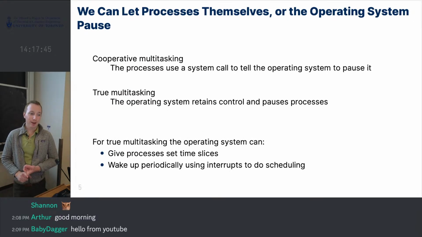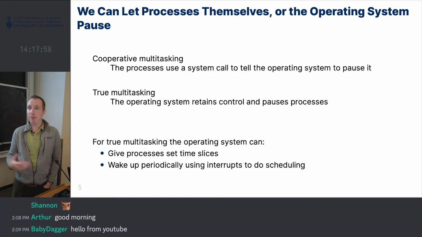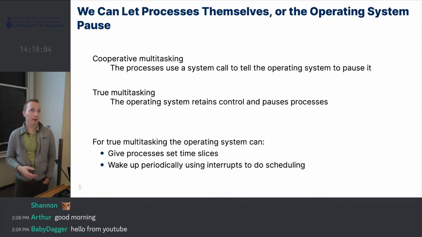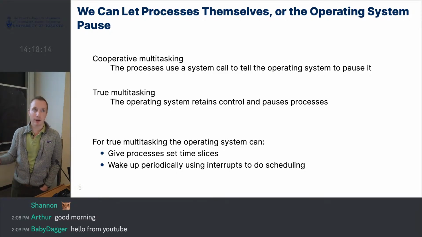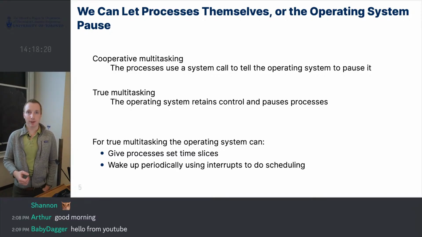So, two ways of doing this. We can let processes schedule themselves and opt in for pausing, or we can have the operating system maintain control. In something called cooperative multitasking, the processes have to use a system call to tell the operating system, hey, it's okay to pause me now. Otherwise, you don't get paused, you just keep on running until you exit or you eventually tell the operating system you're about to pause. In true multitasking, the operating system maintains control and pauses processes, and you have no say about it.